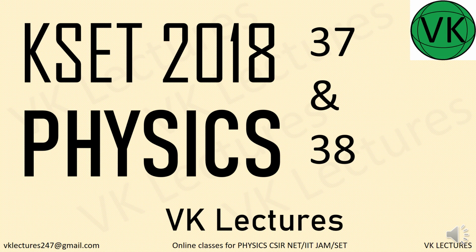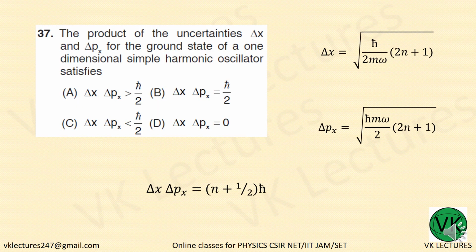In this video we are discussing question number 37 and 38 from the Physics KSET question paper 2018. The product of uncertainties delta x and delta px for the ground state of a one-dimensional harmonic oscillator. You need the product of delta x into delta px. Now delta x for any state, not only the ground state, where n represents the state, is given by under root h cross by 2m omega into 2n plus 1.